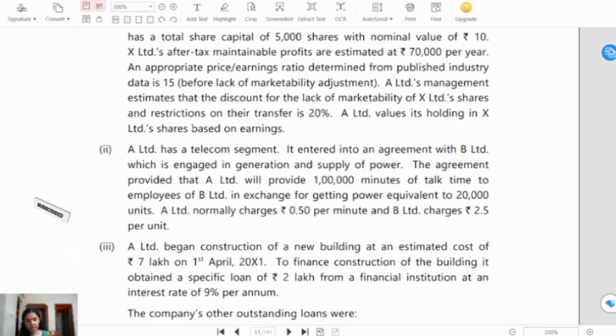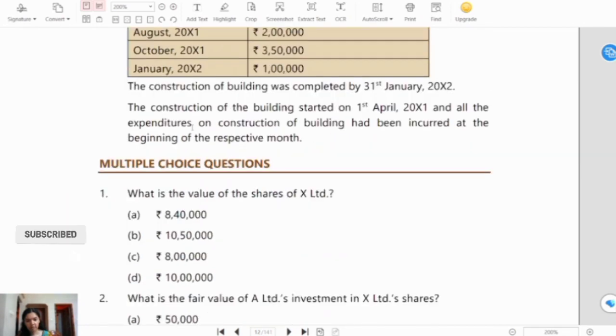So now let's see the first MCQ here. What is the value of shares of X Limited? Option A, rupees 8,40,000. Option B, rupees 10,50,000. Option C, rupees 8 lakh. Option D, rupees 10 lakh. So this question relates to issue number 1 which we saw above.